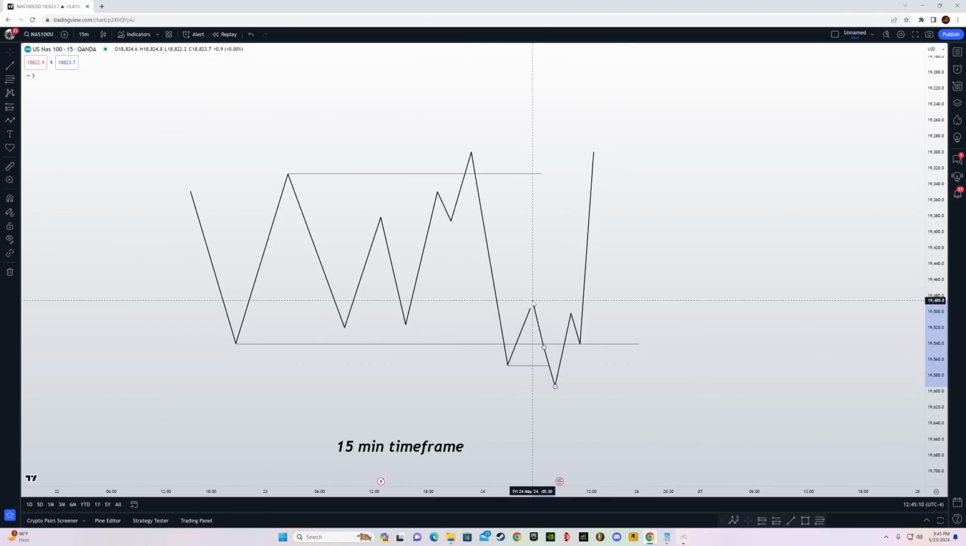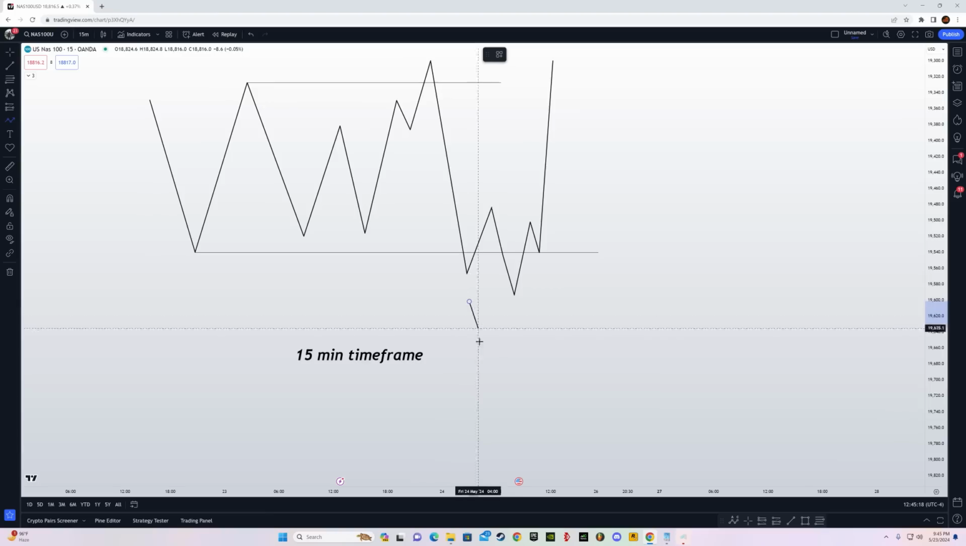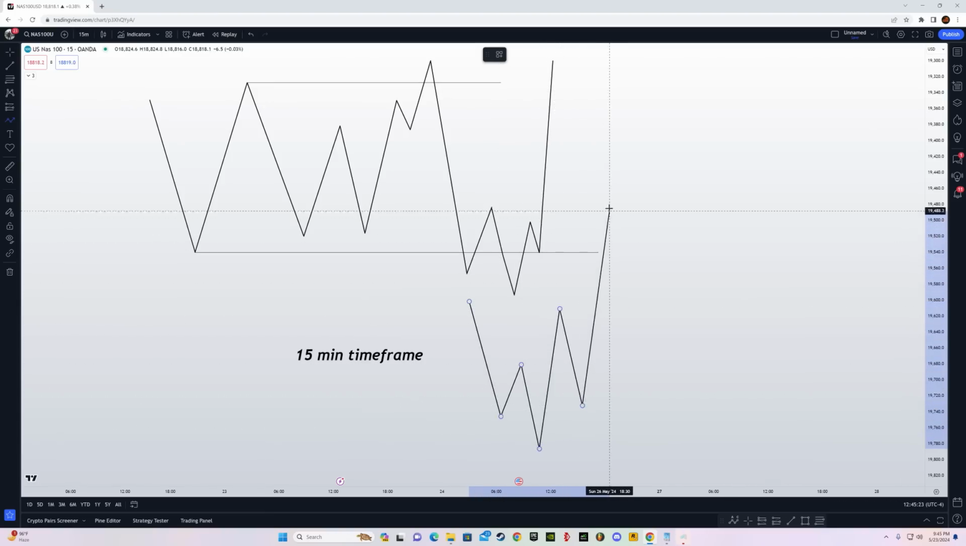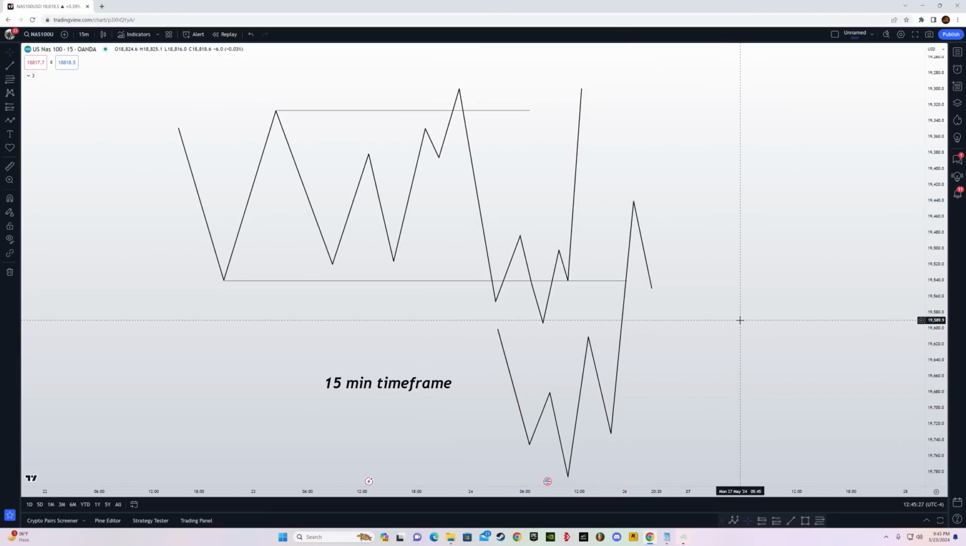We either see a market structure shift and acceptance back into the range. So you cannot look for a market structure shift anywhere, okay? Because price is going to push down like that, but this is not valid. We need to see price come back into the range, and then we can look to take our entry.